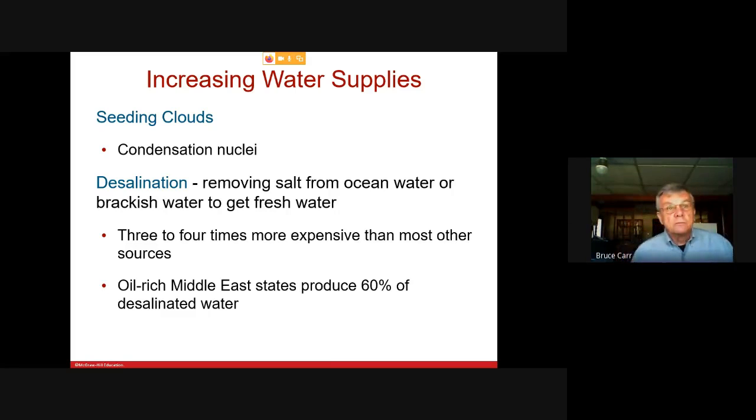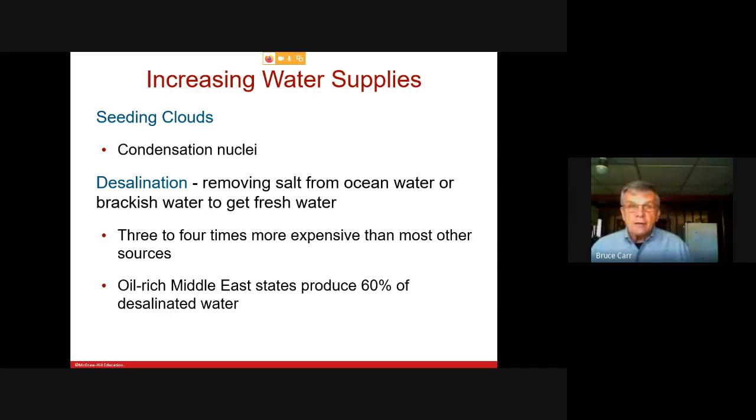We can apply our technology. There are some places where moisture is in the clouds, but it seldom rains. We can seed clouds to provide rain in specific strategic locations.